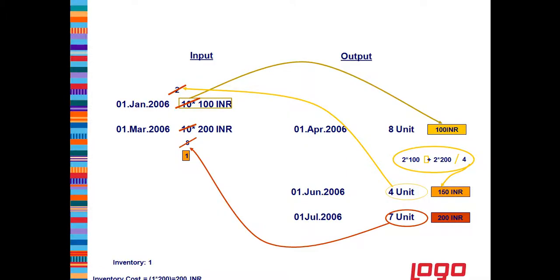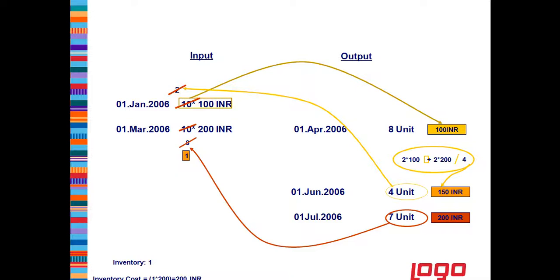You can see in the input, on 1st of Jan I purchased 10 units of materials with a unit price of 100 rupees, and on 1st of March I purchased 10 more materials with a unit price of 200 rupees. Now as it is a FIFO method, the first input will come into the calculation first. That is the 10 materials I purchased on 1st Jan with a unit price of 100 rupees. Now suppose on 1st of April I sold 8 units. I took those 8 units from the first input, so that 8 units cost will be 100 rupees.